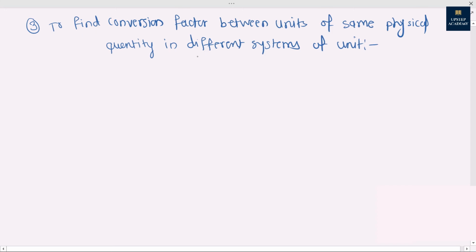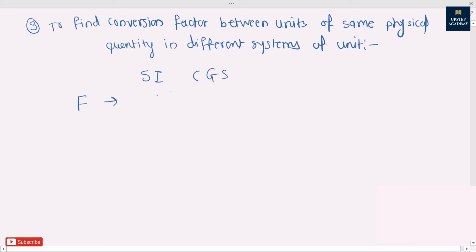Let me take you to the third use of dimensional analysis, guys: to find the conversion factor between units of the same physical quantity in different systems of units. So now what are the two different systems of units? The SI system and the CGS system we will take for example, and we'll take one physical quantity, that is force.